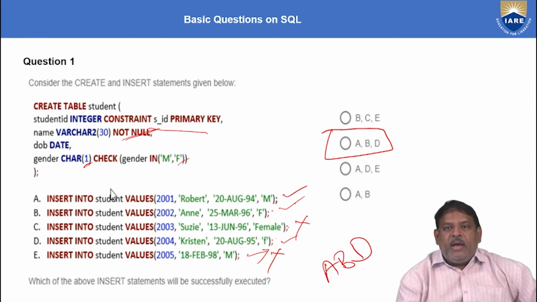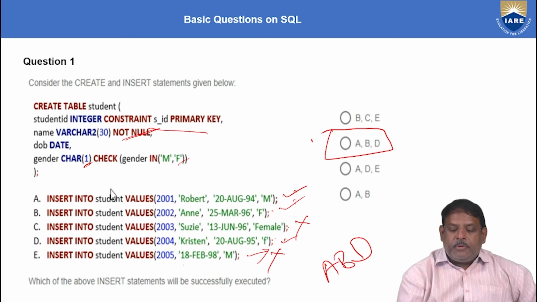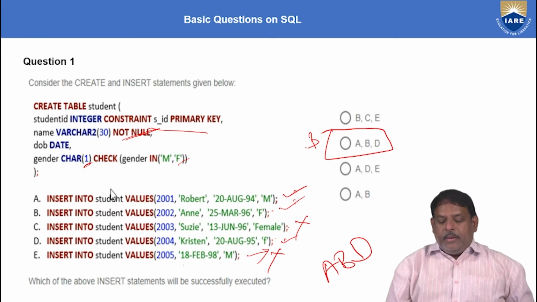And last one is not valid because here name is not null. Name is not null, and he is not giving the name of the student. So even E is going to fail. So the right answers are A, B, and D. So answer is here B, option B. So A, B, D. Understood?